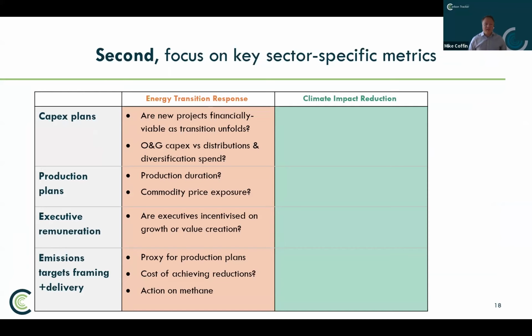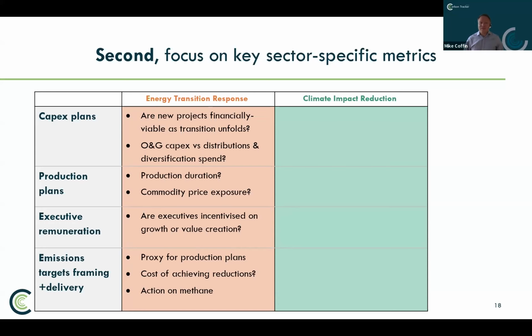First, CapEx plans. Are new projects financially viable as the transition unfolds? Are new developments, particularly exploration, potentially value additive to shareholders given the unfolding energy transition and likely weakening commodity prices as demand weakens through the 2030s?